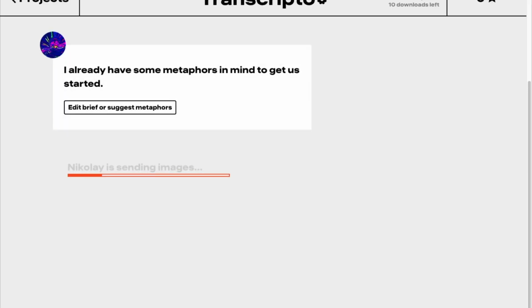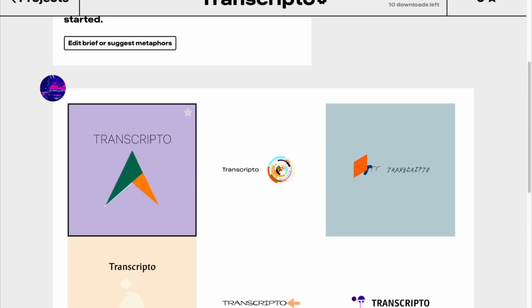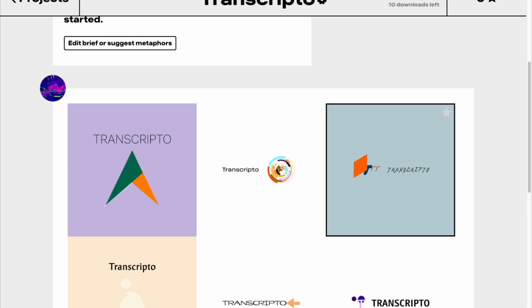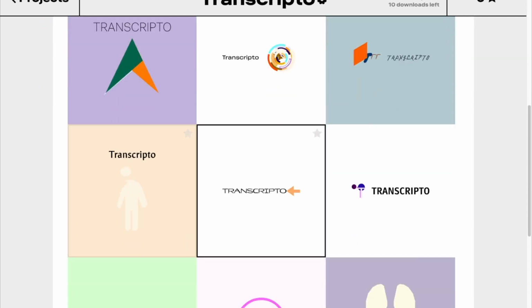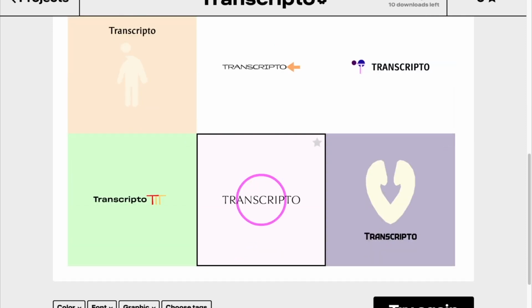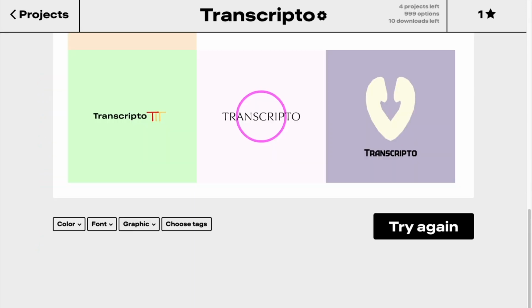Okay, so I already have some metaphors in mind to get us started. Okay, so let's see. Here we have the logo of some airline, a labyrinth, some rubbish, a person with a broken neck, a cargo terminal, airports, a red letter T, the same logo that I drew myself a minute ago, and a vagina. Great. This is exactly what I expected to get from the neural network. Let's try again.